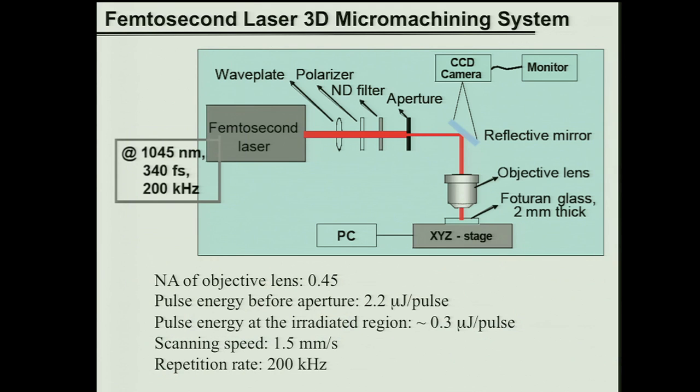And this view shows a schematic illustration of our femtosecond laser three-dimensional micromachining system for fabrication of biochips. We are using a femtosecond laser emitting 1045 nanometer wavelength and 340 femtosecond pulse width at a 200 kilohertz repetition rate. And then the photosensitive glass substrate is placed on the XYZ stage with PC control for the femtosecond laser three-dimensional micromachining. And here I summarize the typical irradiation conditions of the femtosecond laser for fabrication of the biochip.